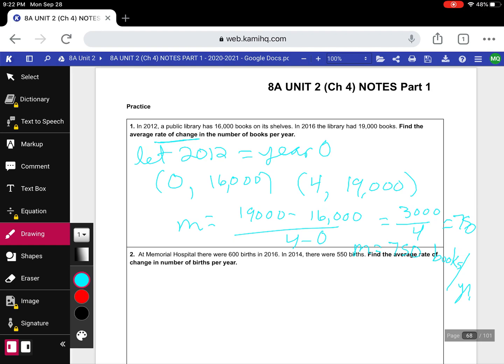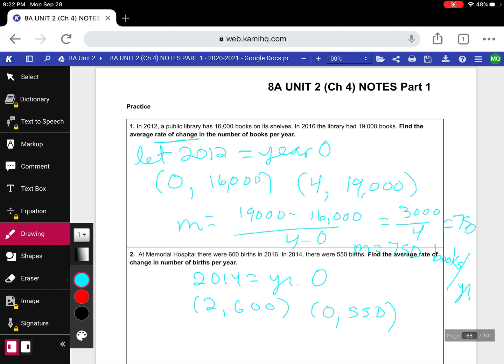I just want you to recognize that, see, there's 600 births in 2016. In 2014, there were 550 births. Find the average rate of change. So 2014 is year 0, okay? And 2016 would be 2 years later. So you got 2 comma 600, and you've got 0 comma 550, okay? And you can do that one on your own.